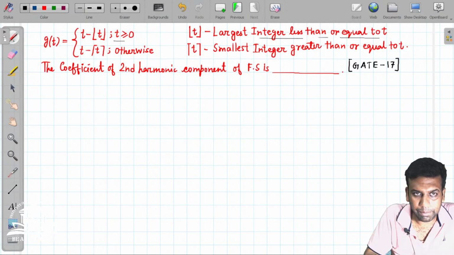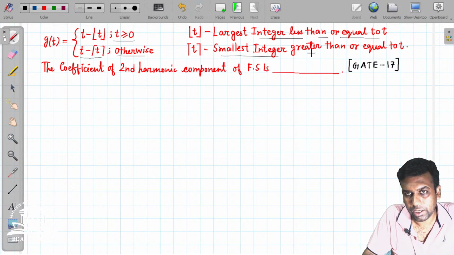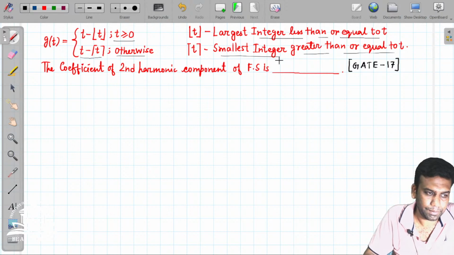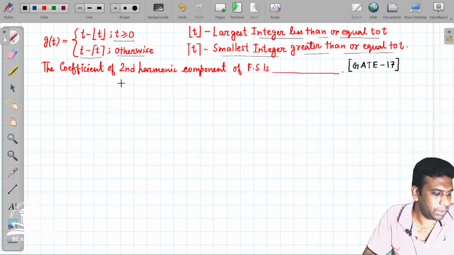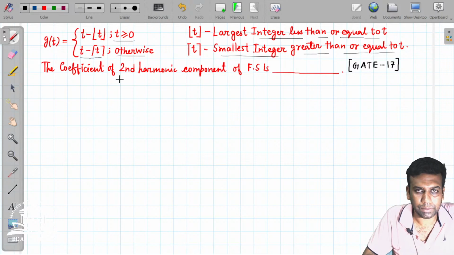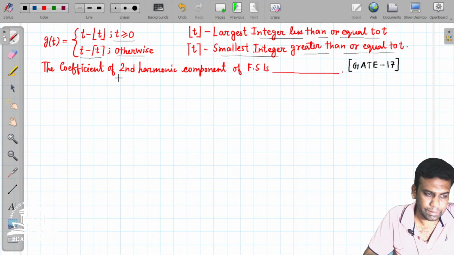When will this be? When t is greater than or equal to 0, it is t minus this bracket of t. Otherwise, what does this bracket mean? This bracket means the smallest integer greater than or equal to t. For the given equation, what will be the coefficient of the second harmonic of the Fourier series?